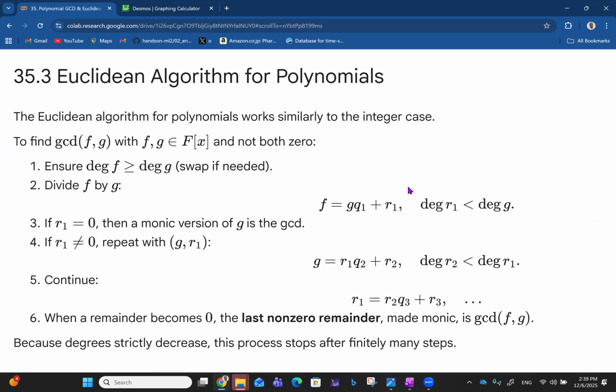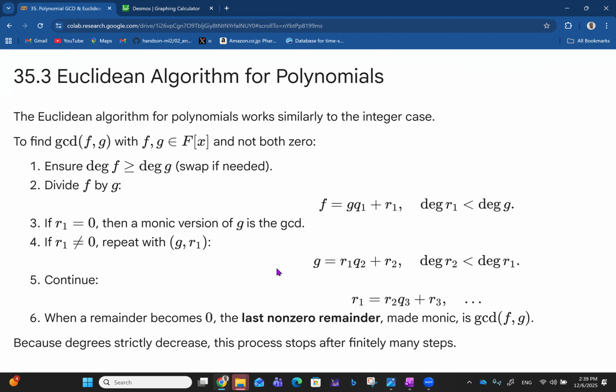If r1 is equal to 0, that is, this remainder is 0, then a monic version of g is the GCD. Of course, the monic version means the version where the leading coefficient, that is the coefficient of the x with the highest exponent, is equal to 1. Then if r1 is not equal to 0, we can repeat with g and r1.